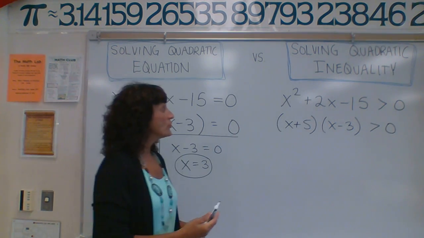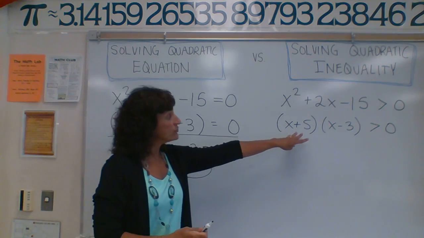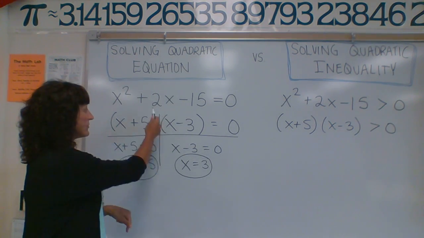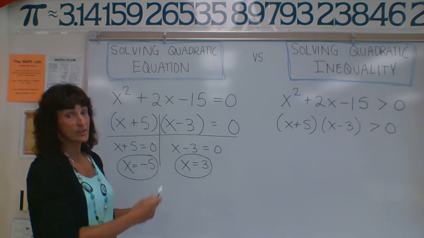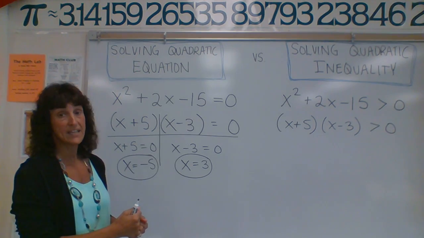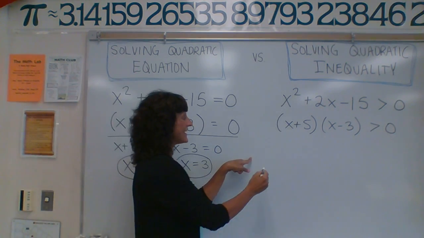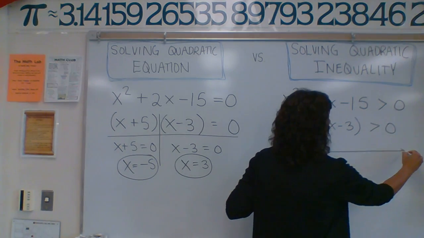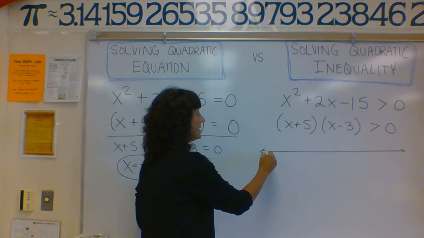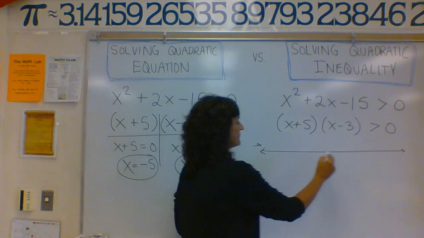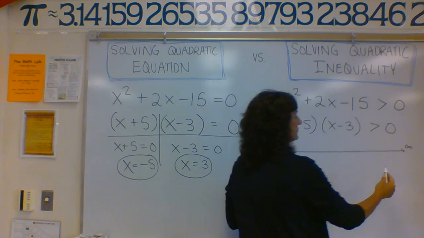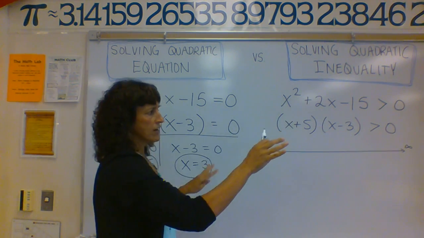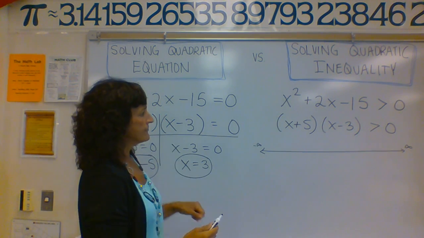Next, we do not use the process of drawing the tree and setting each factor greater than 0. Don't do that with a quadratic inequality. With a quadratic inequality, we are going to solve this on a number line. We draw a number line that spans from negative infinity to infinity. It's just infinitely long, going off to infinity and negative infinity.